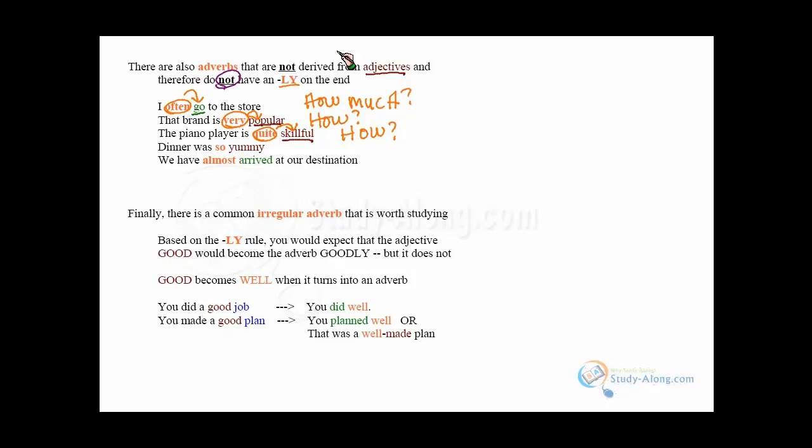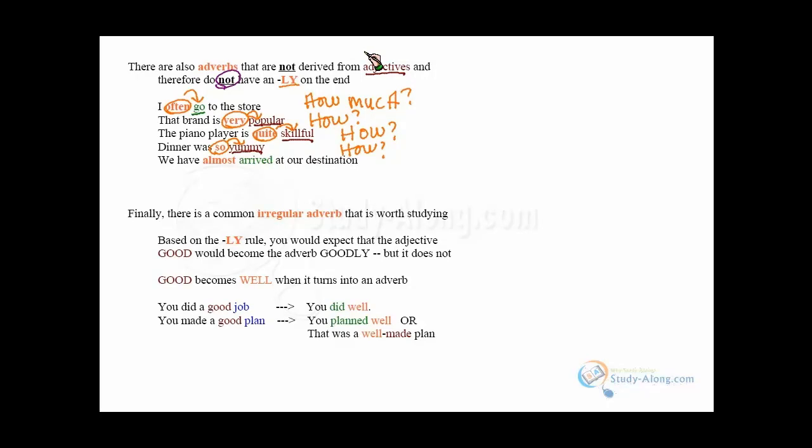All right, dinner was so yummy. What kind of dinner was it? It was a yummy dinner. How yummy was the dinner? It was so yummy. Adverb describing the adjective.